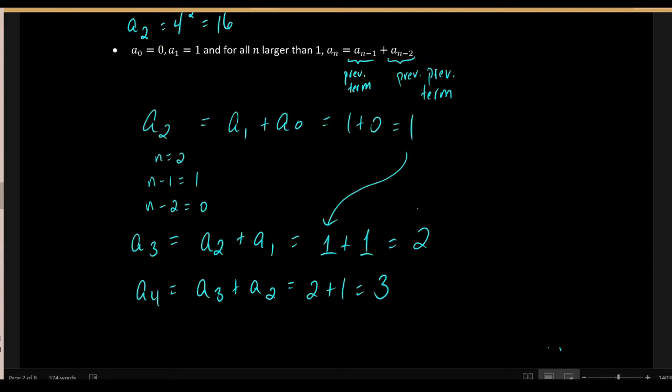Do any of you recognize this particular sequence? This one's famous enough to have a name. This is called the Fibonacci sequence, where each term can be found by adding together the previous two.